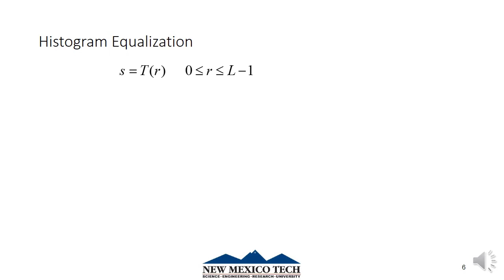So for histogram equalization, we have a function such that S is equal to the transformation of R. We have input intensity denoted by R, and after applying the transformation we get a new intensity, which is S. The input intensity values range from 0 to L minus 1. For example, with an 8-bit image, the minimum value could be 0, and the maximum could be 256 minus 1, which is 255.